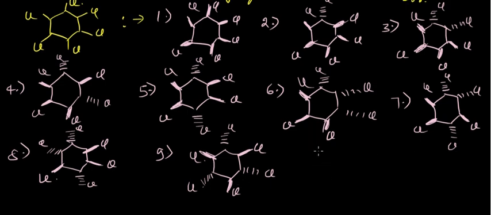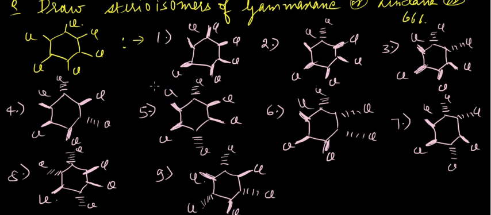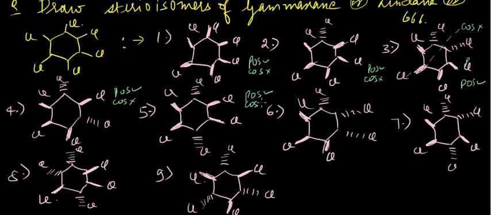So let us see in which of the following POS and COS is present or not. So in this case, POS is present, COS is not. In the second case, POS is present, COS is not. In the third case, COS obviously not. And is POS present or not? Yes, POS is present. This can be a POS. In the fourth case, POS is present, not COS. The fifth case, again POS is present, COS is absent.